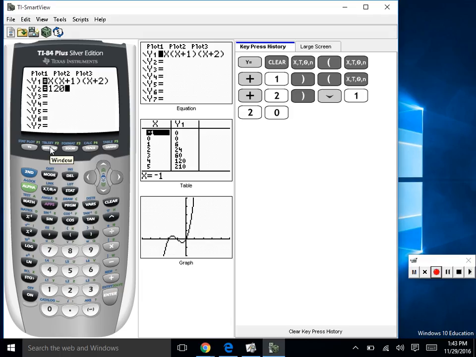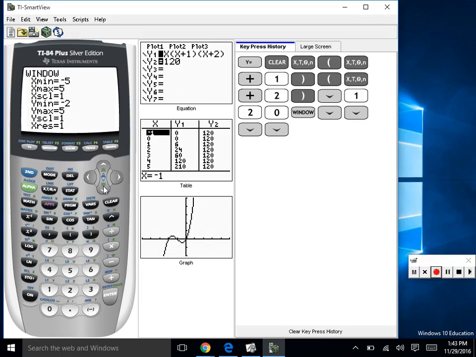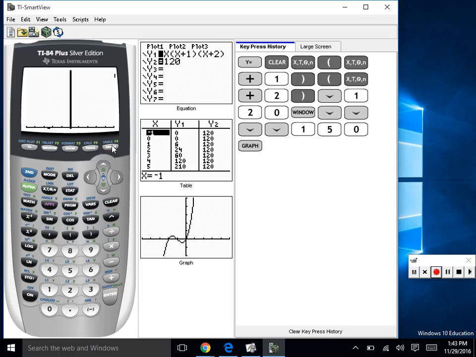Go to window, go to y max. We need to see as high up as 120, so let's do 150. That means we can see as high up as 150 on the y value. I don't need to change anything else. I hit graph. Now, do you see where this function intersects this function? Right there. Now, at what x value?